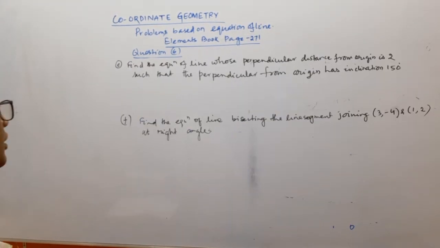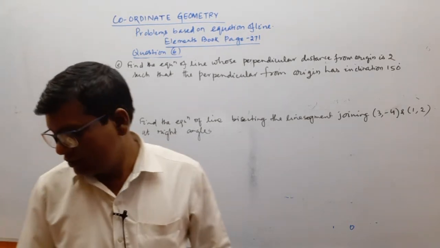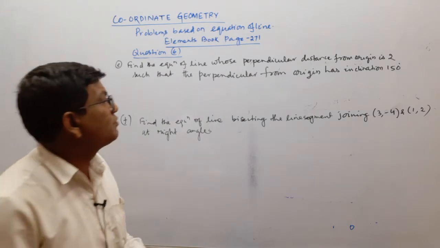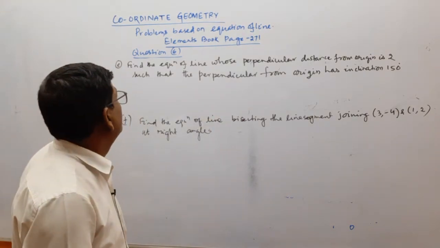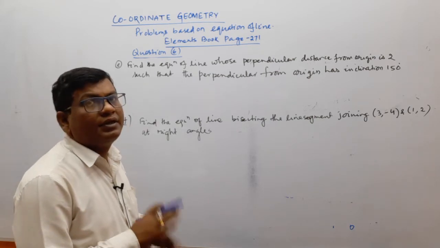Now another two questions. Find the equation of the line whose perpendicular distance from the origin is 2, such that the perpendicular from the origin has an inclination of 150 degrees.